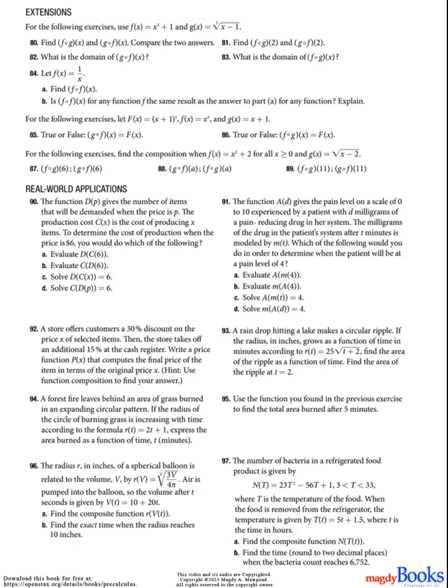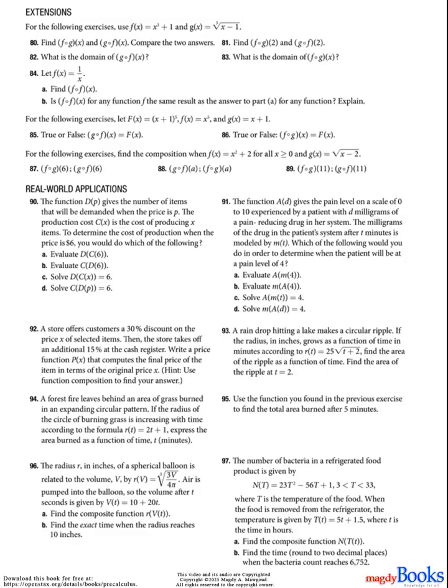91. The function A(d) gives the pain level on a scale of 0 to 10 experienced by a patient with d milligrams of a pain-reducing drug in her system. The milligrams of the drug in the patient's system after t minutes is modeled by m(t). Which of the following would you do to determine when the patient will be at a pain level of 4? A. Evaluate A(m(4)). B. Evaluate m(A(4)). C. Solve A(m(t)) = 4. D. Solve m(A(d)) = 4.